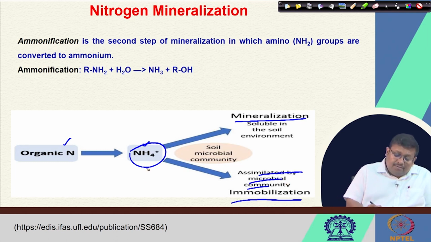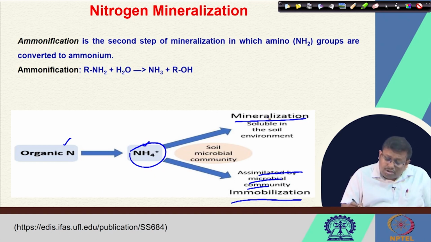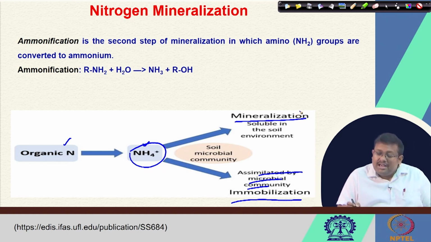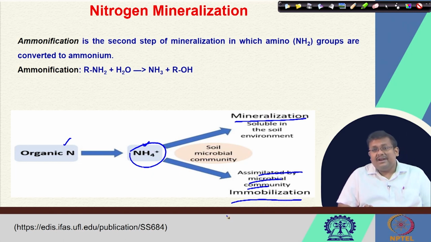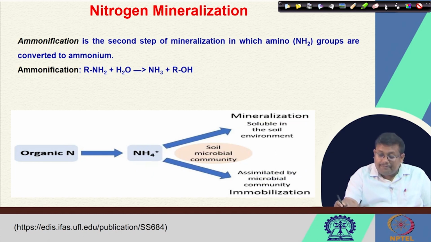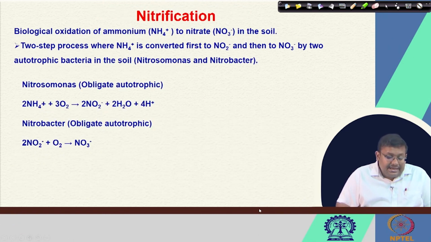So, this ammonium which is formed due to mineralization or ammonification can go for further mineralization and go to nitrate, or it can be assimilated by different microorganisms or crops. So, I hope now this ammonification process is clear. Now, biological oxidation of ammonium to nitrate in the soil is known as nitrification. This is one of the major steps of nitrogen dynamics in soil.